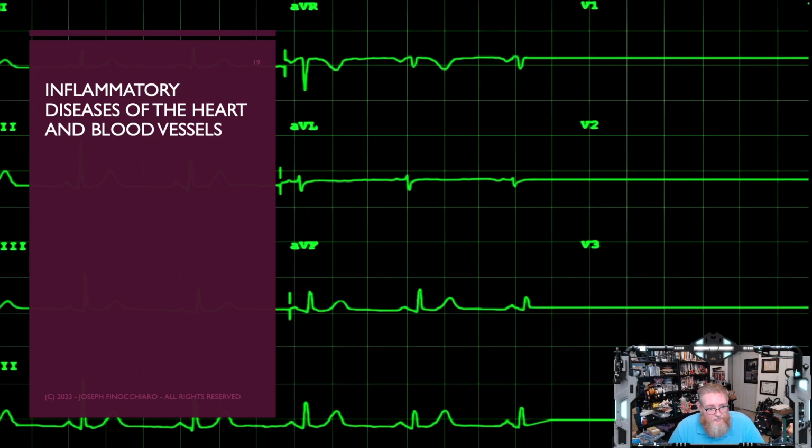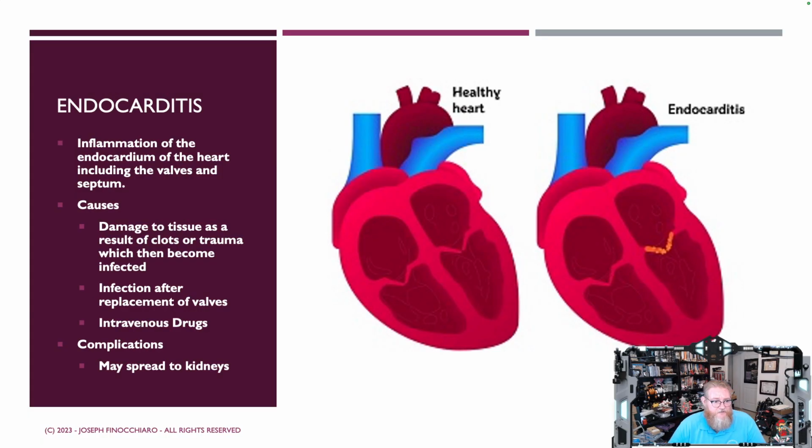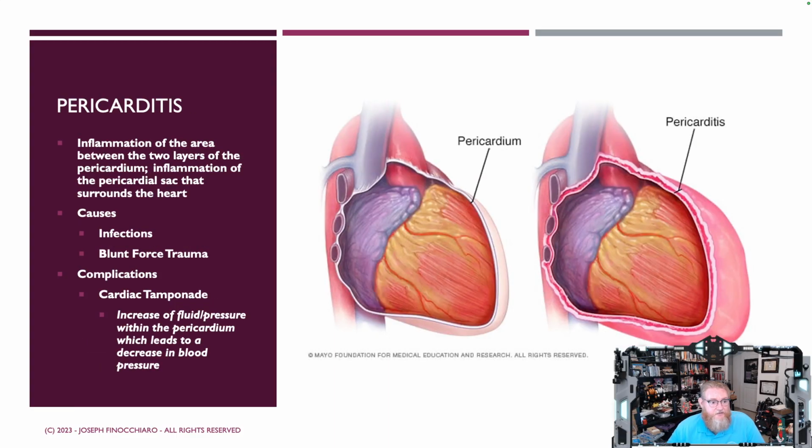Next up, we have inflammatory diseases of the heart and the blood vessels. First up, we have endocarditis, inflammation of the endocardium of the heart, including the valves and septum. Causes of endocarditis are damage to the tissue as a result of clots or trauma, which then become infected, infection after replacement of valves, and intravenous drugs. Complications of endocarditis can be that the inflammation spreads to the kidneys.